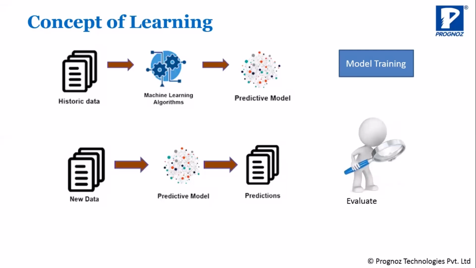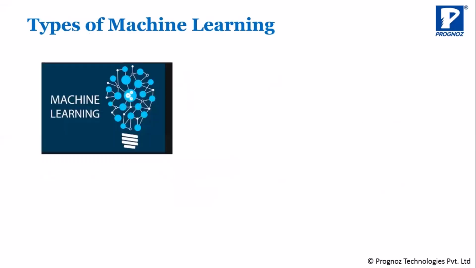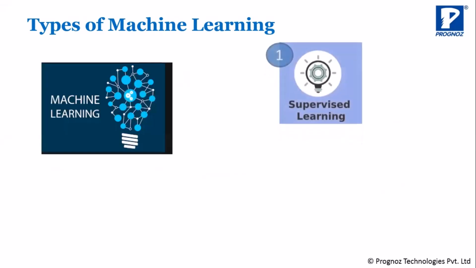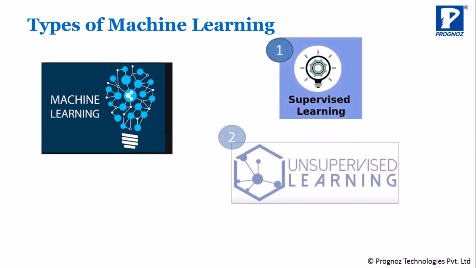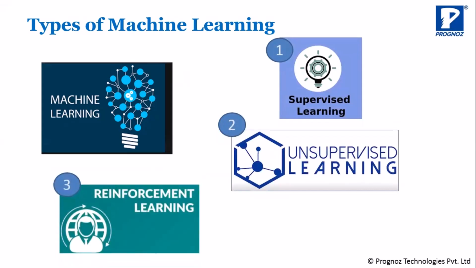So this was the overall concept of learning. Now, let's proceed and see the different types of learning. Basically, we have three types of learning. The first one is supervised learning. The next one is unsupervised learning. And the last one is reinforcement learning. So first, let's see what is supervised learning.